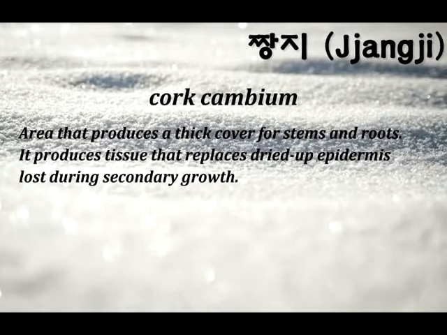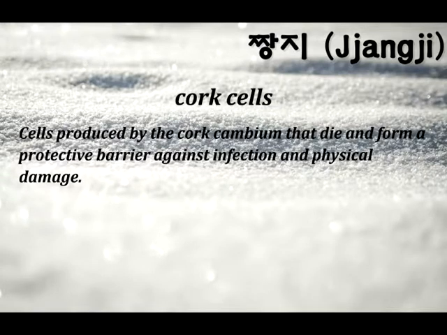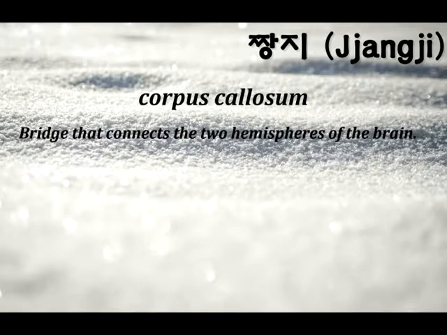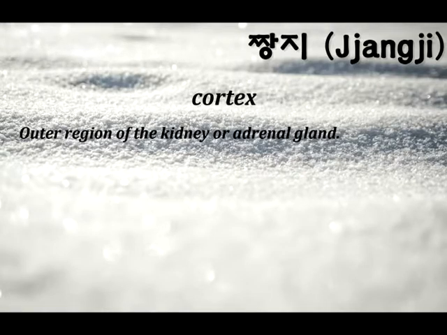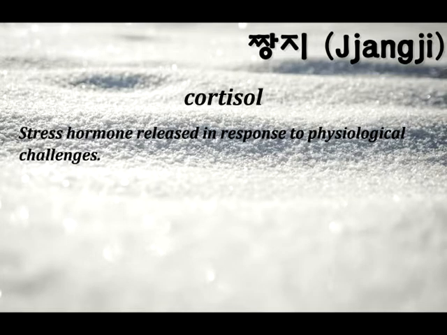Cork cambium: area that produces a thick cover for stems and roots. It produces tissue that replaces dried up epidermis lost during secondary growth. Cork cells: cells produced by the cork cambium that die and form a protective barrier against infection and physical damage. Corpus callosum: bridge that connects the two hemispheres of the brain. Cortex: outer region of the kidney or adrenal gland. Cortisol: stress hormone released in response to physiological challenges.